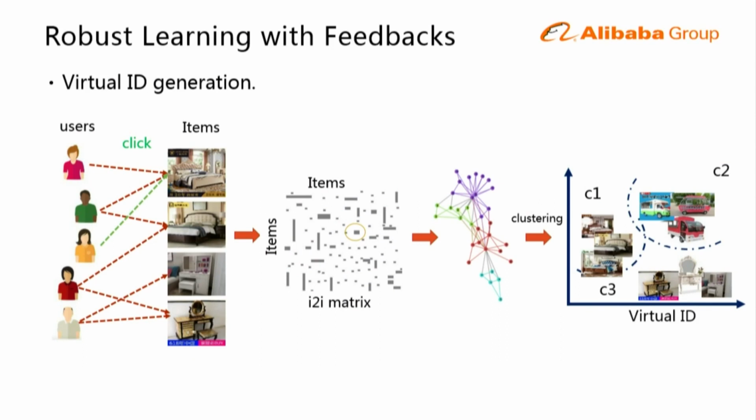Furthermore, we can generate item-to-item metrics based on the clicks of the users, and then we can do graph embedding to get a feature representation of each image, and then we can run a clustering algorithm in the feature space. In this way, the centroid of each cluster is considered as a label. We call it virtual ID, and then we can get training data. So there is no additional labeling. Simply all the data comes from the humans' feedback.